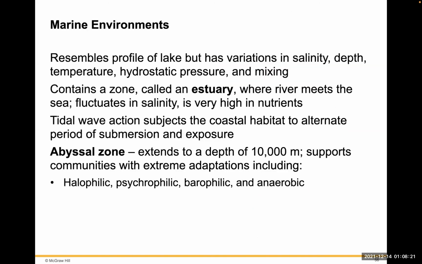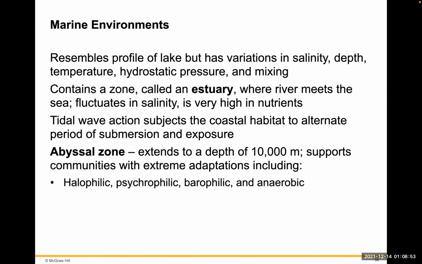Okay, so marine environments resemble profiles of a lake, but have variations in salinity, different types of salt concentrations, the depth, temperature, hydrostatic pressure, and the mixing of it. Okay, it contains a zone called the estuary zone. Estuary zones are where rivers, which is your freshwater, we talked about the freshwater zone, meet the sea. So those are zones that have a fluctuation or an inconsistency in the salt content. It's very high in nutrients in those areas. We find a lot of growth in those areas.